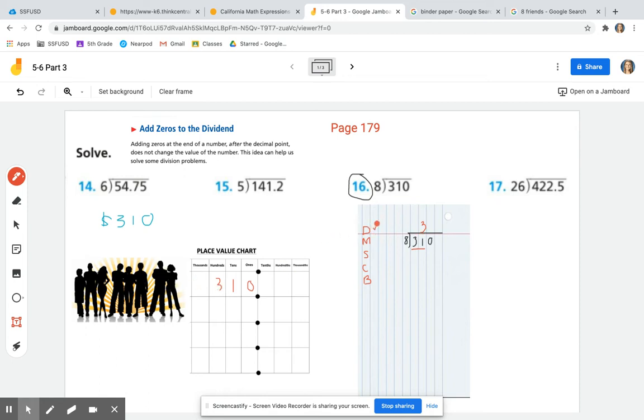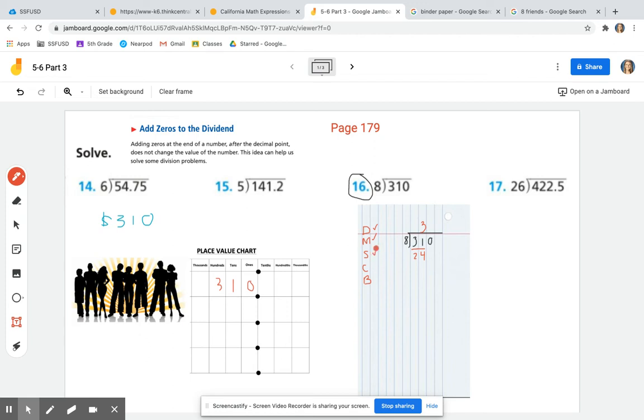So we divided. Next step is multiply. What's 3 times 8? 24. We're going to put a 24 underneath our 31. See how I put the 2 underneath the 3 and the 4 underneath the 1? Does yours look like mine? You need to erase if not.